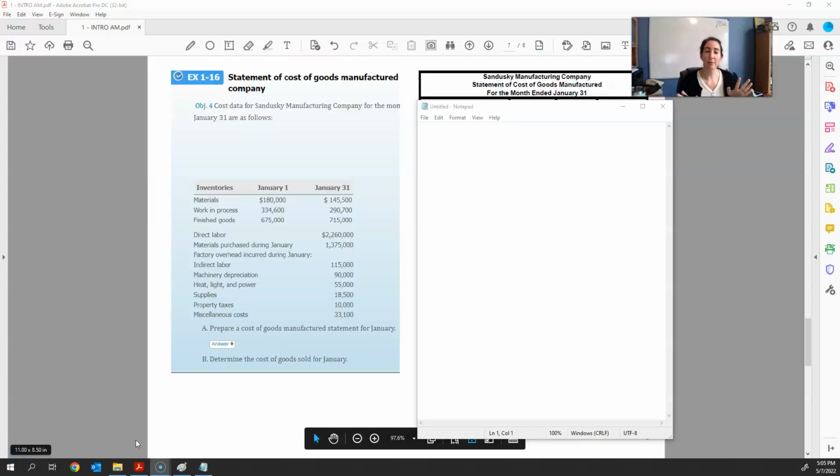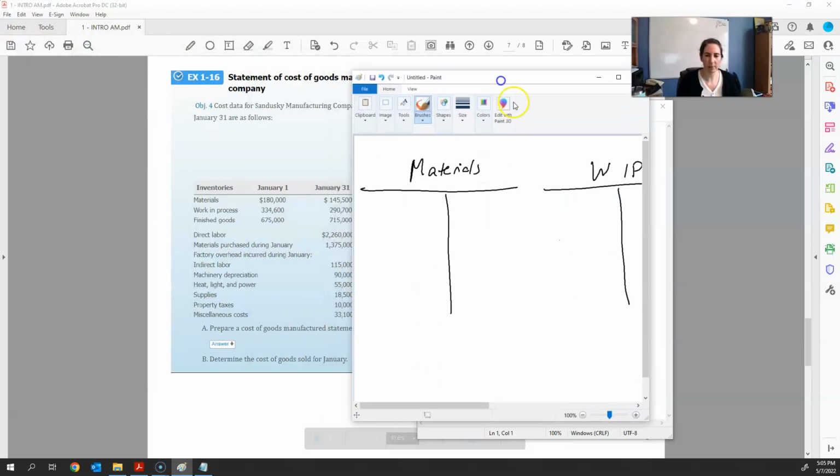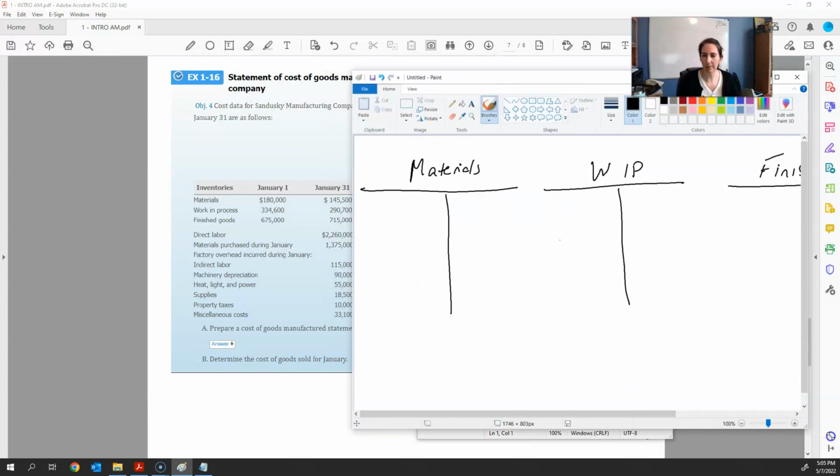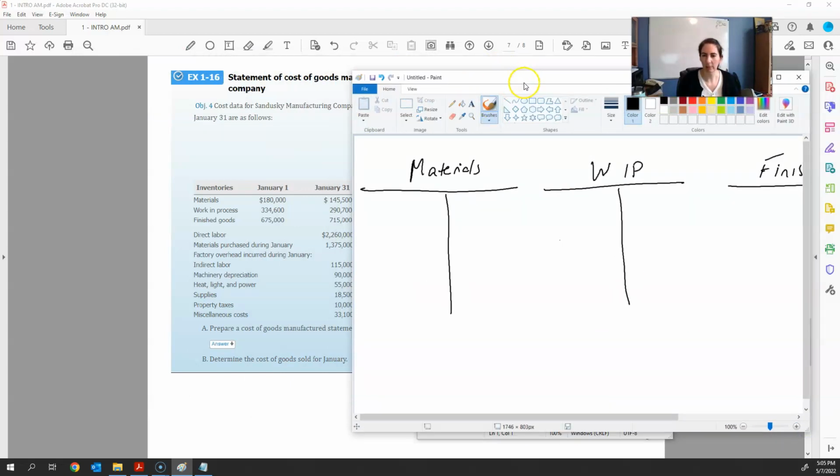All right, there's a lot of information here on this last problem, so let's organize a little bit. Something I like to do, big fan of T accounts, I think I mentioned that before, is what I'm going to do is I'm going to kind of keep T accounts on the side here. Ooh, there we go.